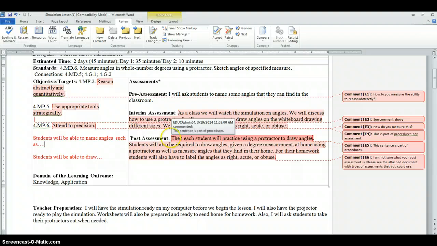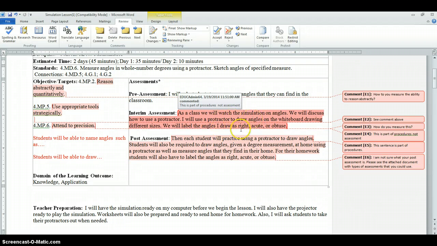So what I decided to do is, for example, here where you are saying as a class we will watch the simulation on angles. This is part of the procedure where you are watching something. Just let me know what assessment you are going to use to check for understanding. Remember, interim assessment means you the teacher checking for understanding when the lesson is in progress. Post-assessment is how you are going to assess if the objectives have been met.